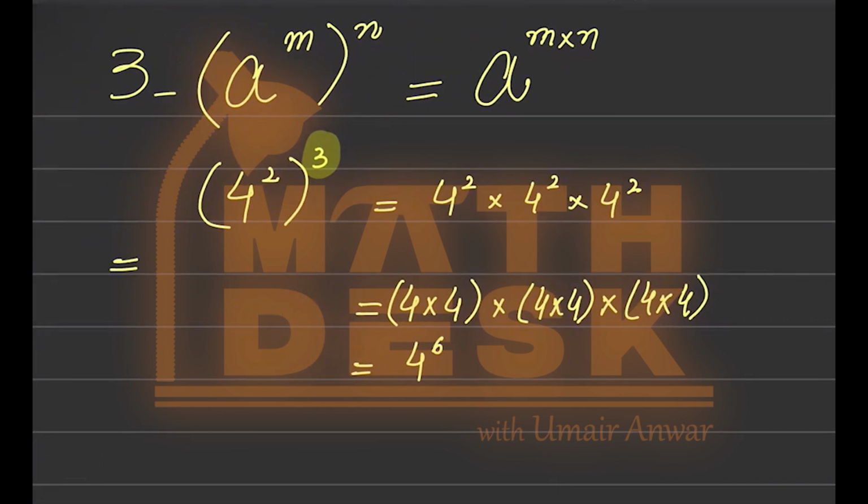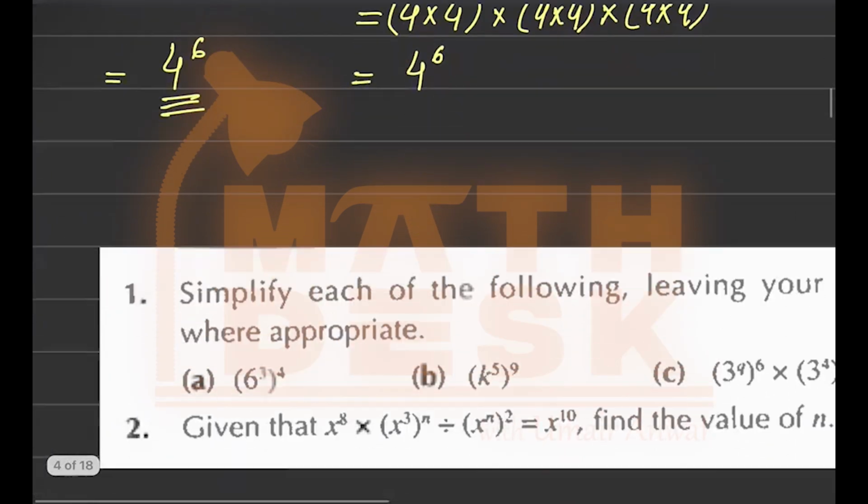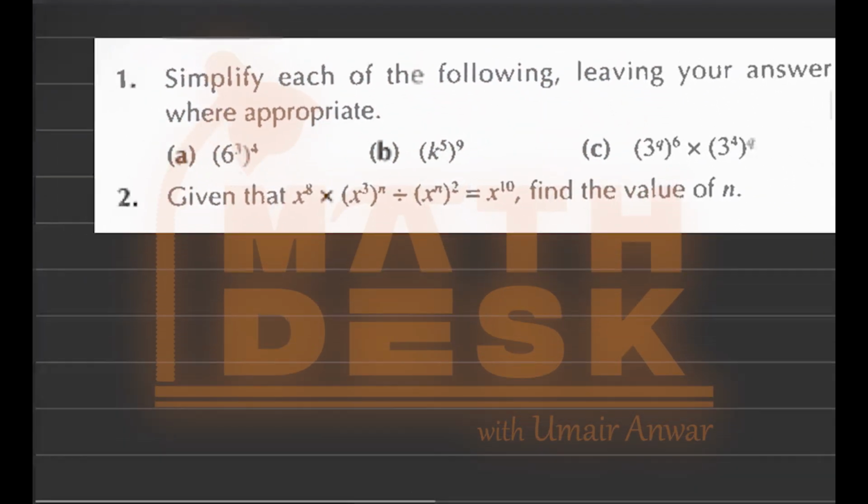The rule says that if there are 2 indices over a single base, then you should multiply both the indices with each other and you would get the final answer. And it would be the same as you get in the expanded form. To practice this, there are some questions over here.